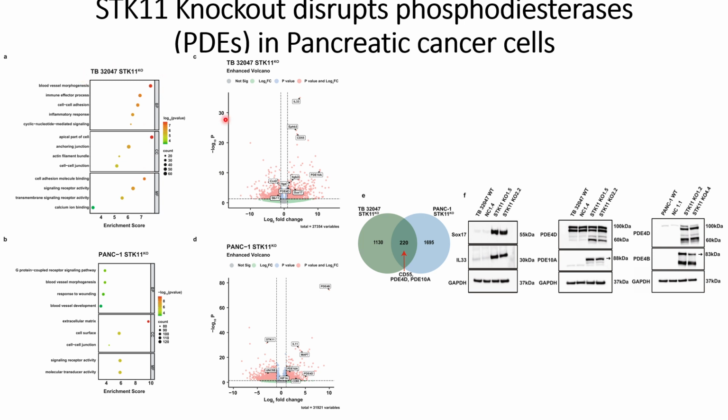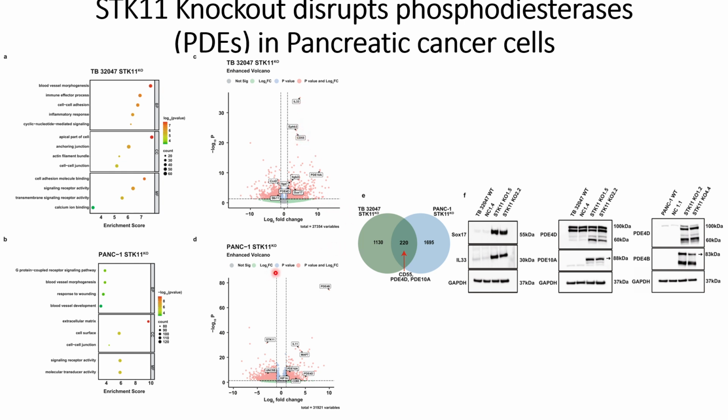And after they validated their previous results with this RNA sequencing gene ontology analysis, they also checked which genes are upregulated in the STK11 knockout compared to the TB32047 wild type. In the volcano plots, they found that some of the genes that are highly upregulated are SOX17, ITGB3, PDE10A, CD55, EPH3, IL33.